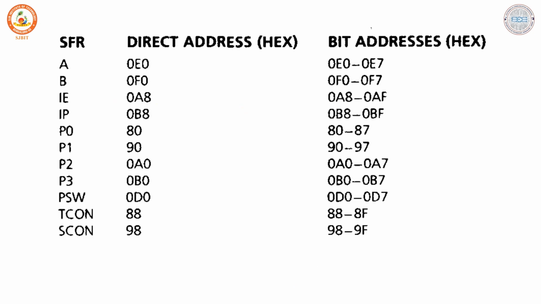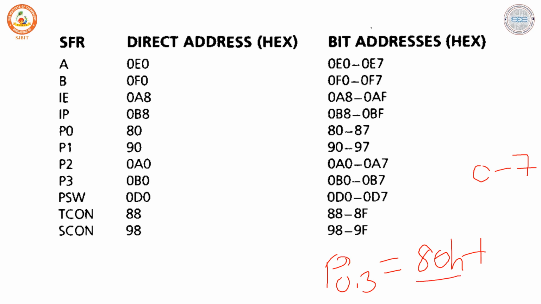All these SFRs in the table have their last 3 bits equal to 0, and the bit addresses are derived by adding the bit number, 0 to 7, to that byte SFR address. Say I have something like port 0.3, and the address of port 0 is 80H. If I want a specific bit, port 0.3, that means the third bit of port 0, I need to add 80 with 3, so this points to 83H.